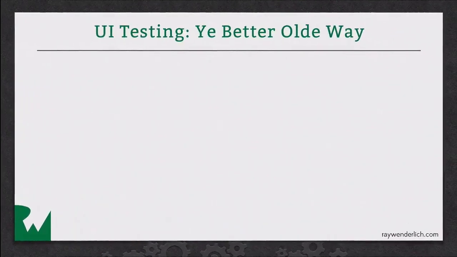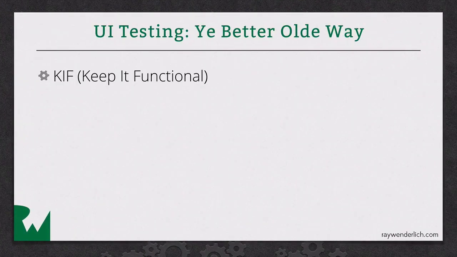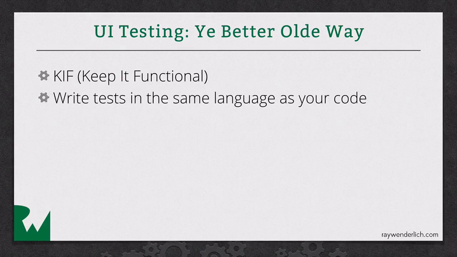And that somebody was Square, and they invented this lovely thing called KIF, which is Keep It Functional. It was first introduced to facilitate what they call functional testing. Most of us call it UI testing. And Square engineers also hated JavaScript, and they thought that it was really silly that UI tests couldn't be written in the same language as their code. So they did a whole bunch of hacking and came up with KIF.